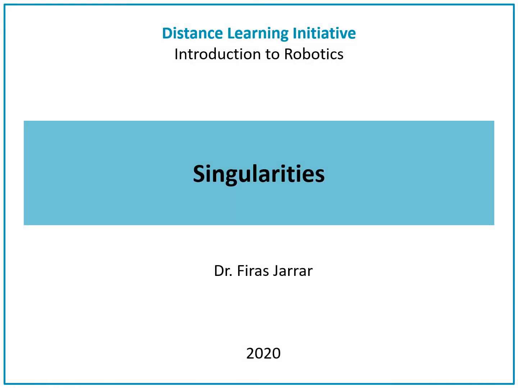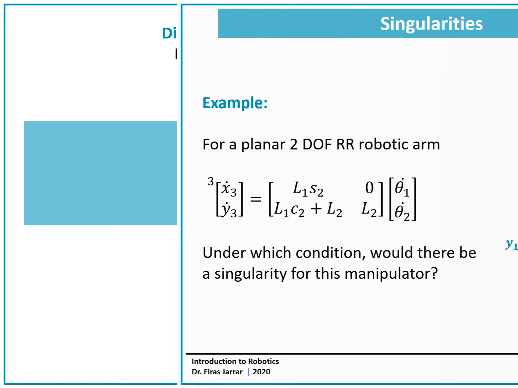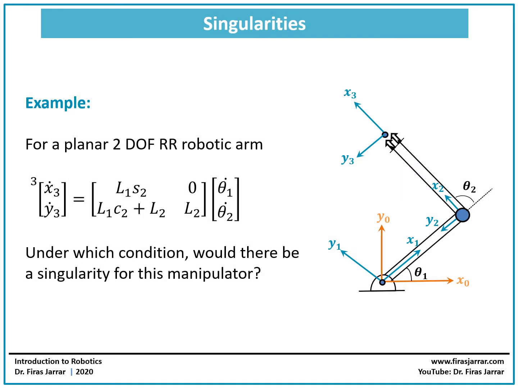Singularities in robotic arms. Today we're going to consider an example in which we have a planar 2 degrees of freedom robotic arm. It has two revolute joints represented with theta 1 and theta 2.